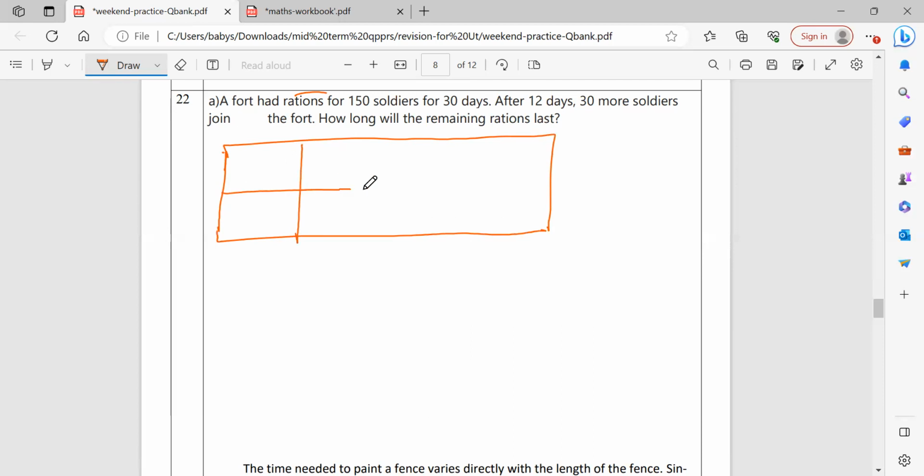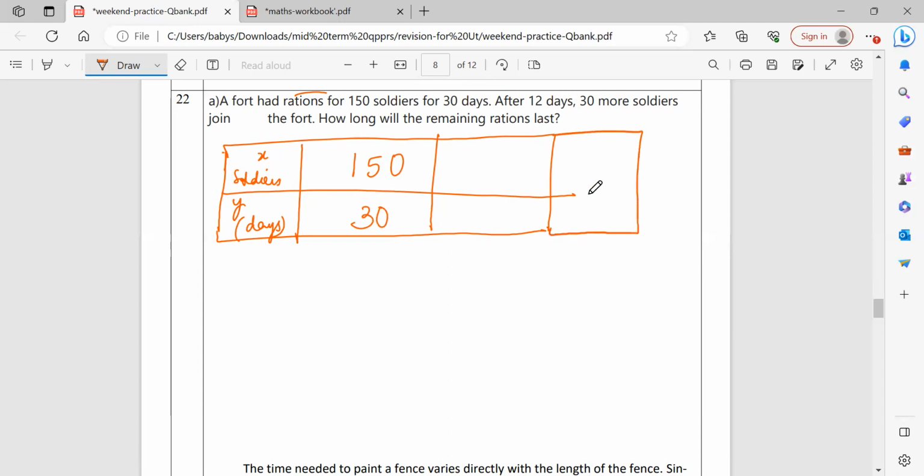So always, I told you, make two columns like this. Let X be the number of soldiers and Y represent the number of days the food will last. So in the first case, 150 soldiers are there for how many days? For 30 days. Okay, so that is one story.